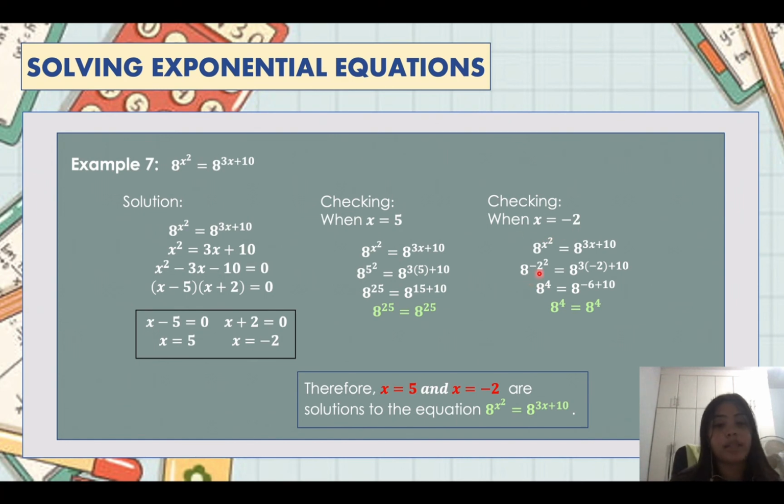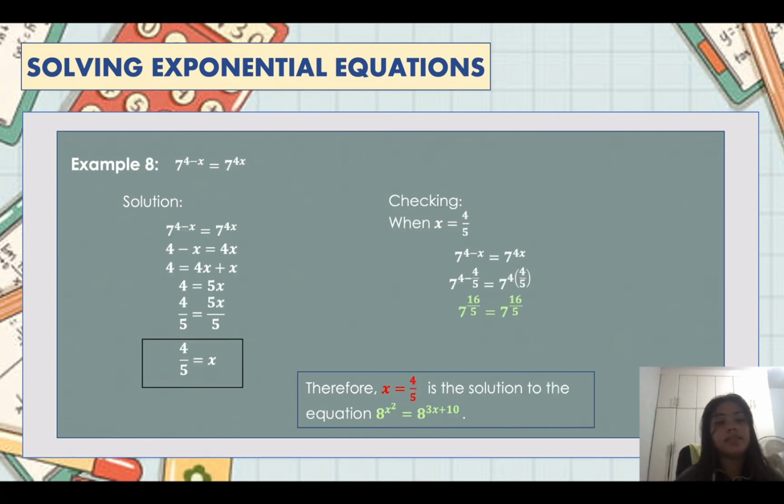8 raised to the power of negative 2 squared equals 8 raised to the power of 3 times negative 2 plus 10. We'll have a result of 8 raised to the power of 4 is equal to 8 raised to the power of negative 6 plus 10. And if we simplify it, both will be equal to 8 raised to the power of 4. Therefore, x equals 5 and x equals negative 2 are solutions to the equation 8 raised to the power of x squared equals 8 raised to the power of 3x plus 10.